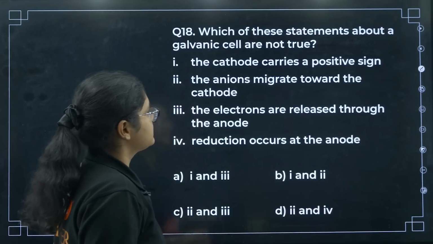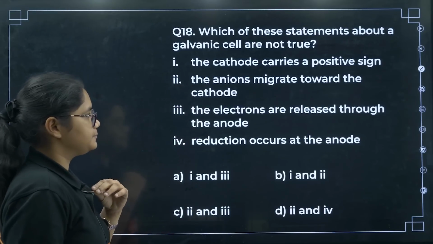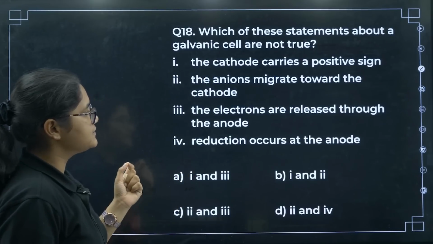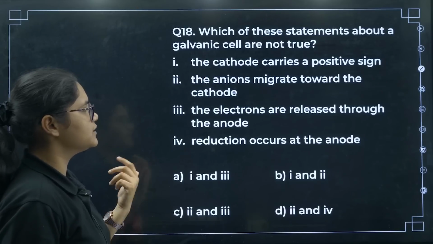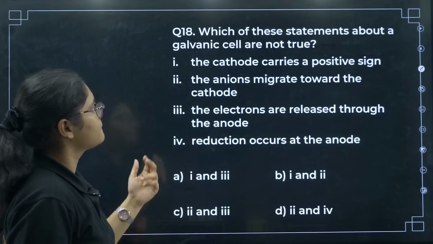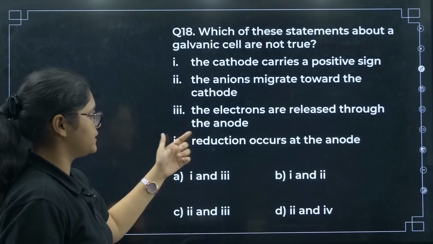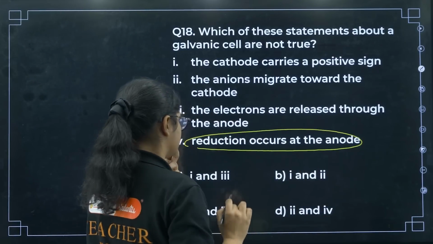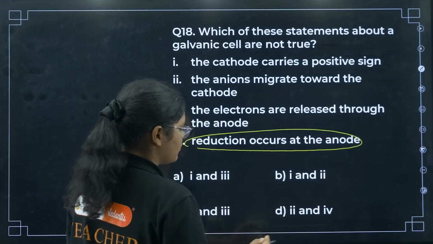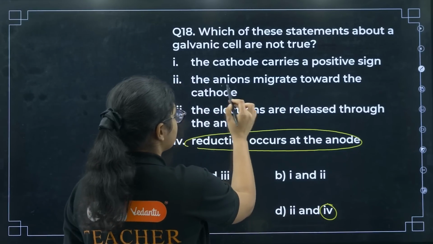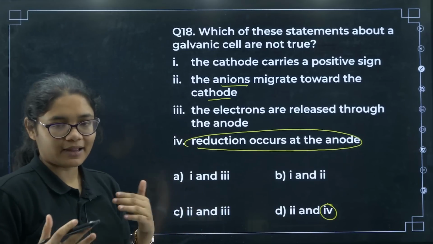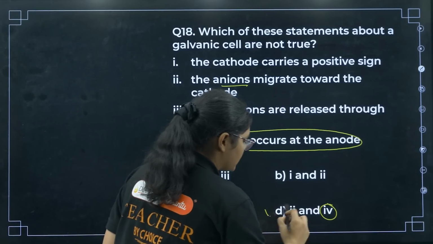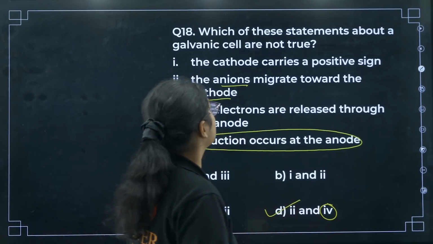Next, which of the following statements is true about a galvanic cell? Cathode carries a positive charge. Yes, that is correct. Anions migrate towards the cathode. Okay, let's see. The electrons are released through the anode. Yes, this is also correct. Reduction occurs at anode. No, reduction does not occur. It is always oxidation that occurs at the anode. And here ions do not migrate, or anions do not migrate, rather electrons migrate, right? So 2 and 4 are incorrect. So the correct answer is option number D here.